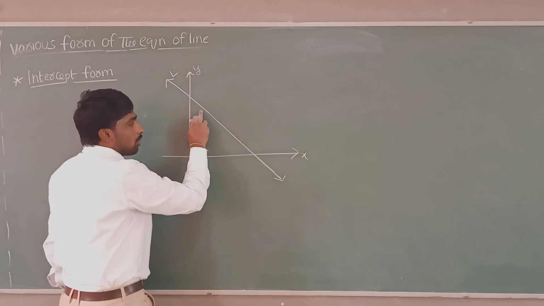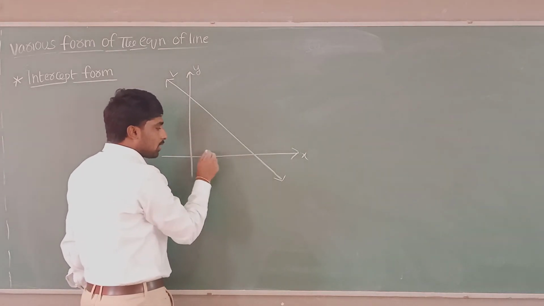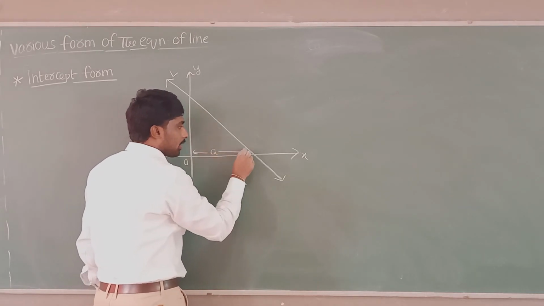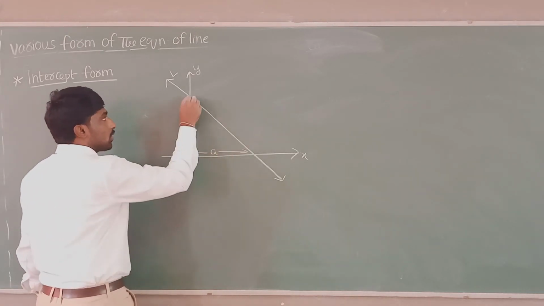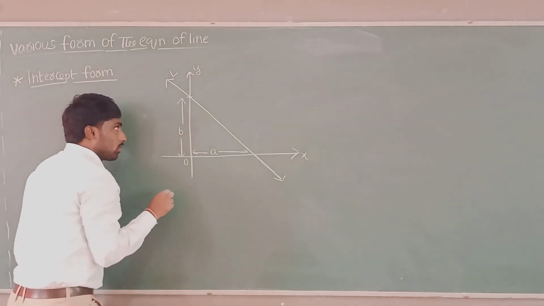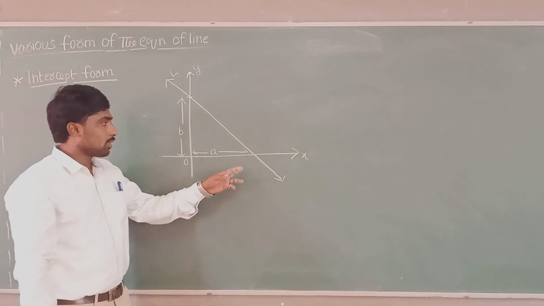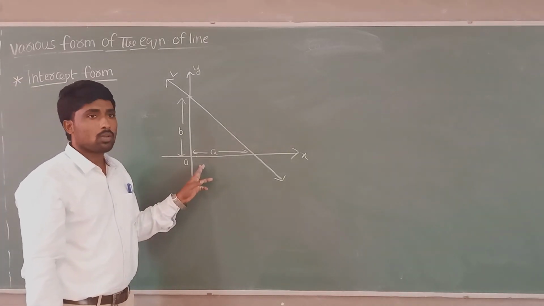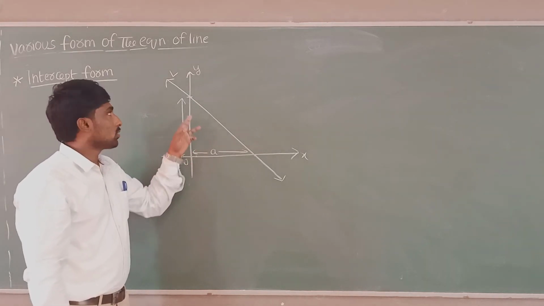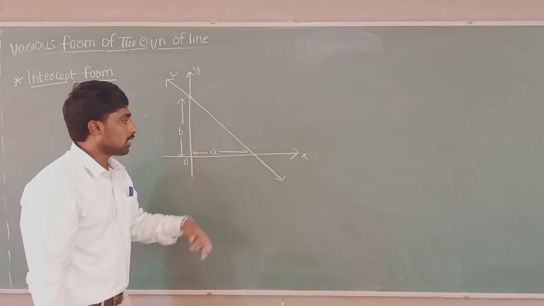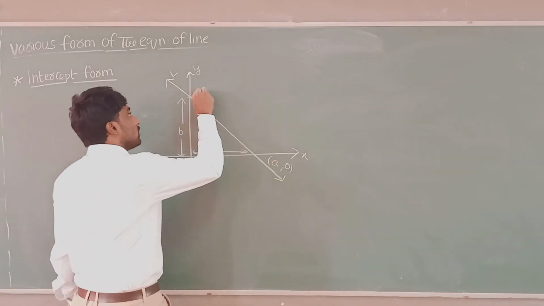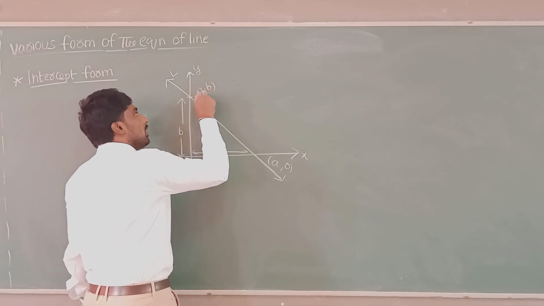This line makes an intercept with the x axis from the origin to this point. The distance is a. From the origin to this point, the distance is small b. Suppose a line makes an x-intercept a units from the origin and a y-intercept b from the origin. So this line cuts the x-axis at the point a comma 0 and the y-axis at the point 0 comma b. Is it clear everyone?